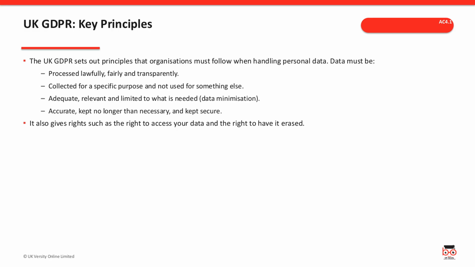The UK GDPR sets out a series of principles that organisations must follow when handling your personal data. Data has to be processed lawfully, fairly and transparently, collected for a specific purpose, and not quietly reused for something else. It must be adequate, relevant, and limited to what's actually needed, a principle called data minimization. And it must be accurate, kept no longer than necessary, and kept secure. On top of that, it gives you rights, such as the right to see the data held about you and the right to have it erased.